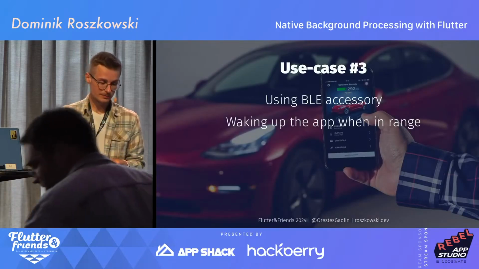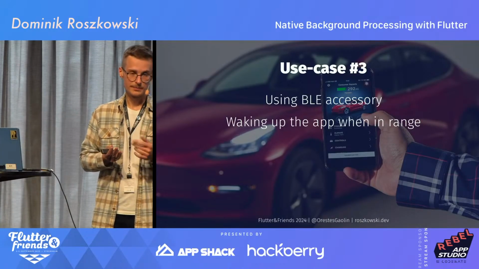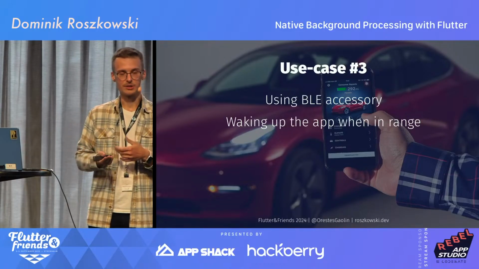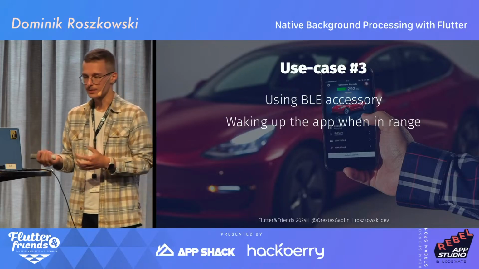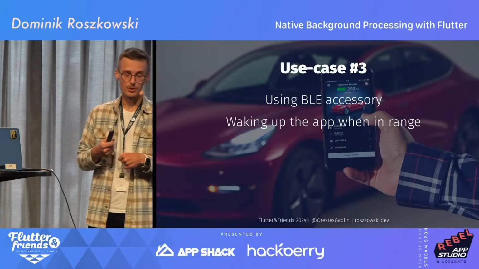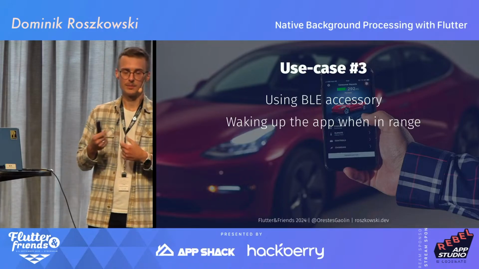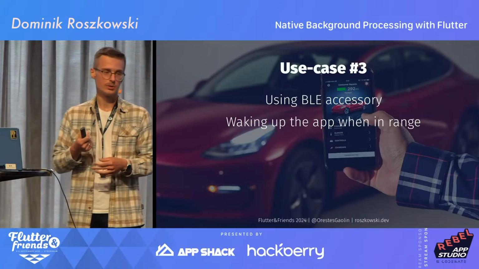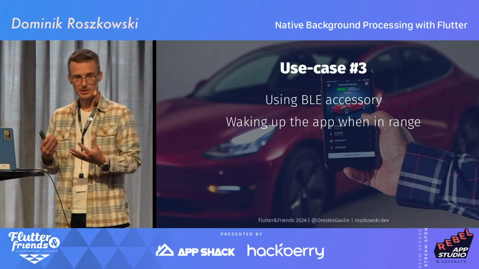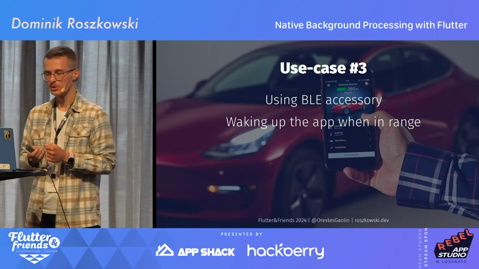And the third use case that we also have at Visible is using the BLE accessory. In a certain way, connecting to a BLE accessory is a background processing task. And in our case, it's especially important for waking up the app when the BLE armband is in the range of the phone. So when the user turns on the armband or when they approach the phone, we want to wake up the app and synchronize the data, because maybe the next time they will be in the vicinity is going to be in a couple of hours.